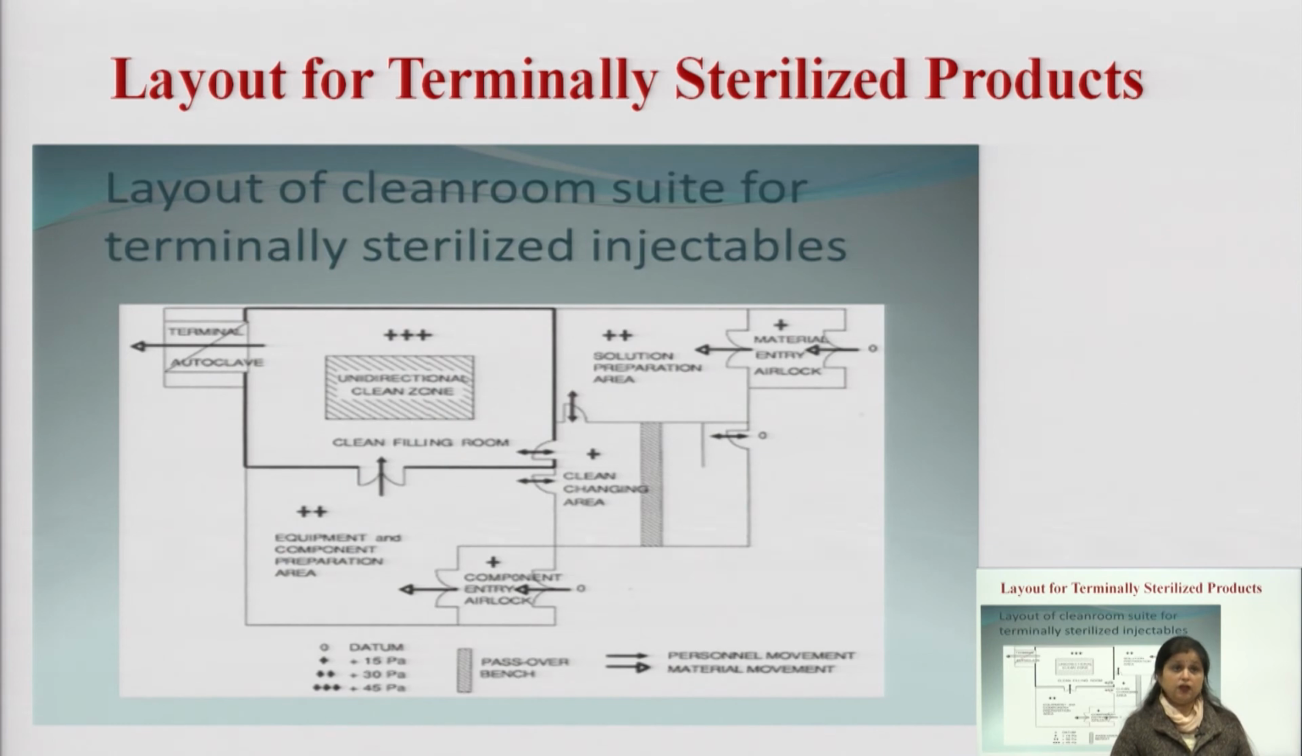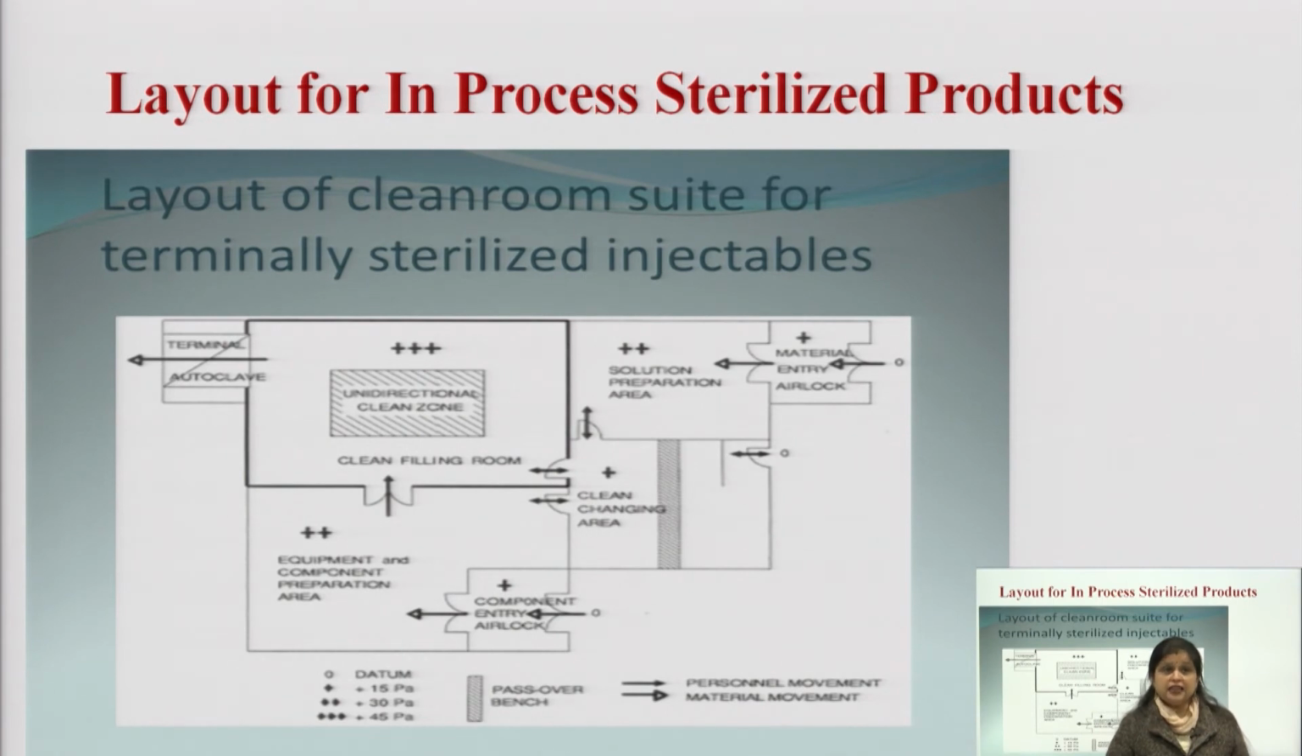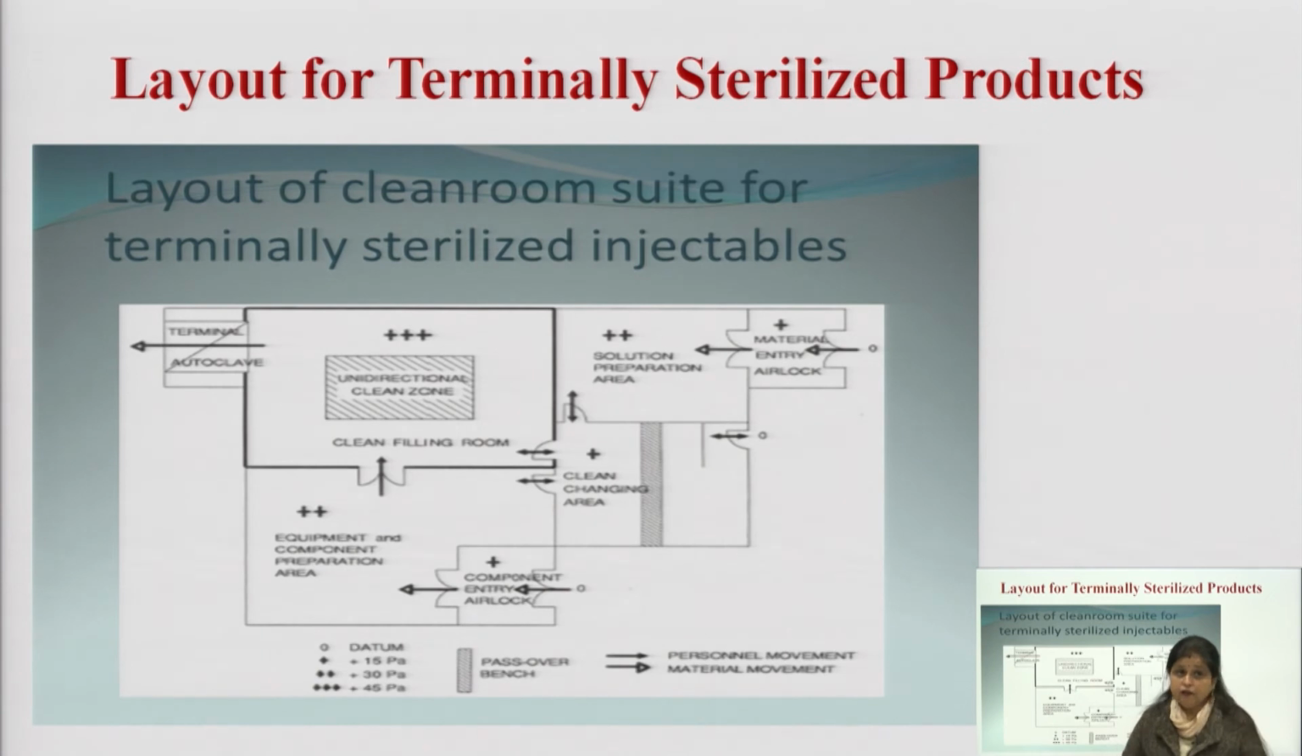But for the aseptic area, if we have to go for terminal sterilization, that is terminal and product sterilization, then the aseptic area layout will be different, whereas if we have to go for in-process sterilization, in that case the layout will be different. If we have to go for terminal sterilization, like in this case, you can see there will be grade A, grade B, grade C and grade D.